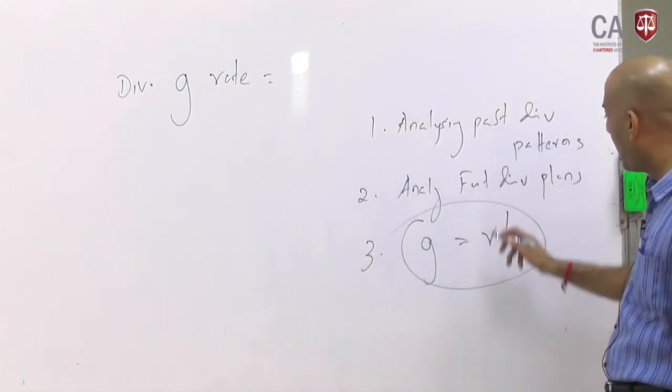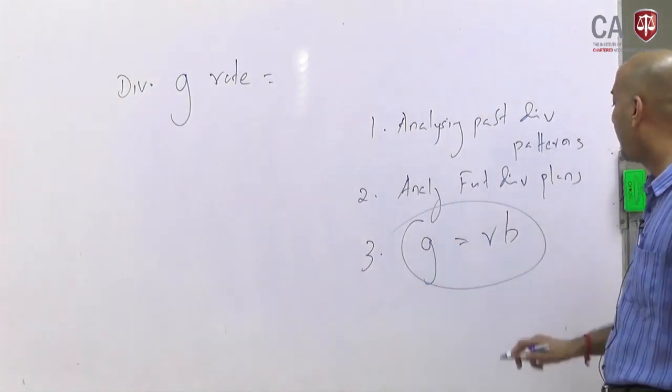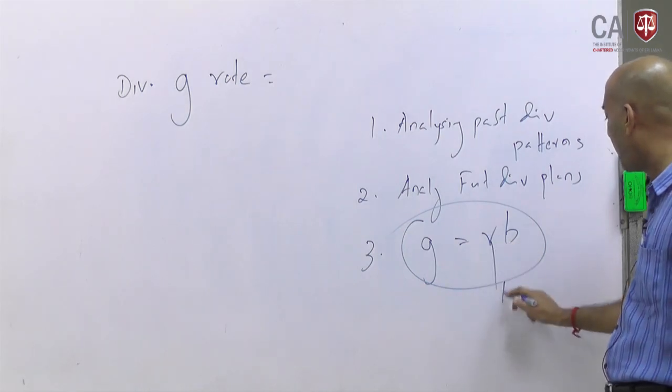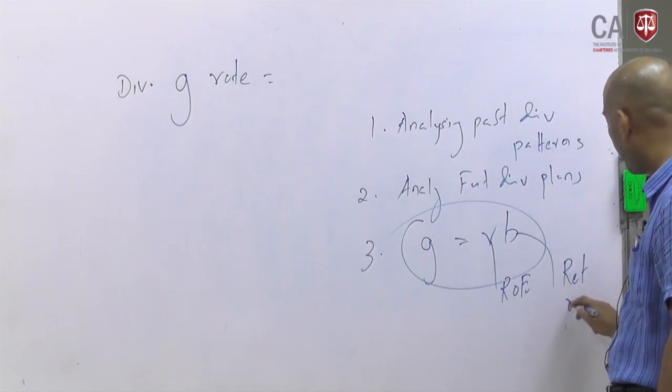So out of the 3, I would say the third one is more relevant from the exam point of view. Growth rate can be calculated by the r b model. What it says is, r is your return on equity, and b is your retention ratio.